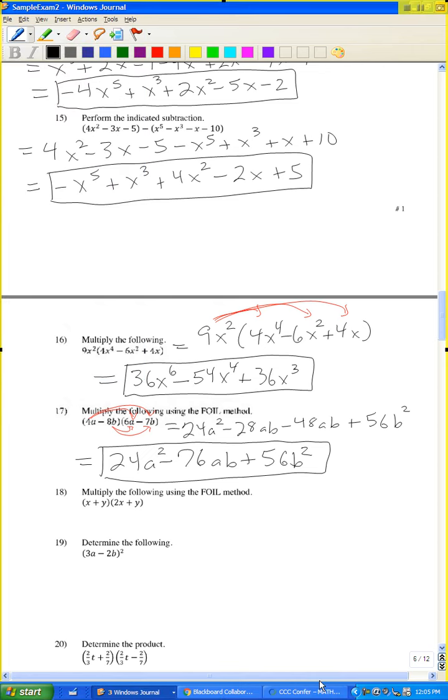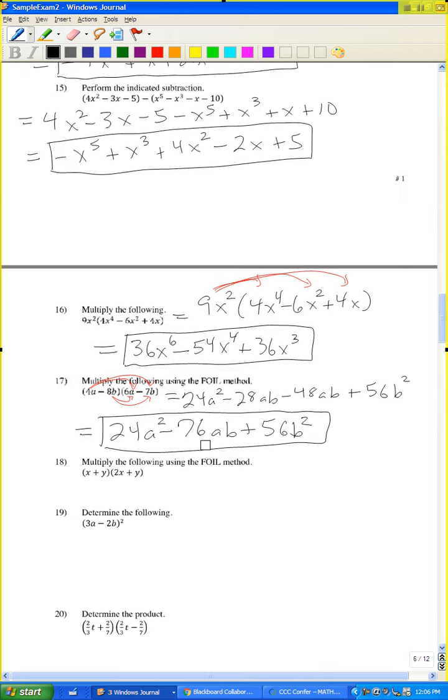So first, outer, inner, last. So 4 times positive times positive, positive. 4 times 6, 24. A times a squared. Positive times negative, negative. 4 times 7, 28. A times b, ab. Negative times positive, negative. 8 times 6, 48. B times ab. Negative times negative, positive. 8 times 7, 56. B times b, b squared. Negative 28 minus 48, negative 76.